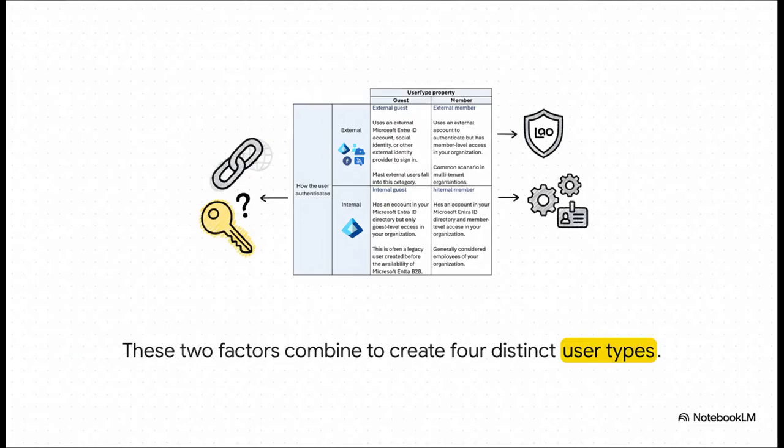And this is where it all clicks into place. Combining those 2 factors gives us 4 very distinct types of users. You've got your standard employee, that's an internal member, and you've got the common external guest, like a contractor. But check out the other 2, because this is cool. You can also have an external member, say someone from a partner company who needs deep access, and you can even have an internal guest, which is a special case. It's an account you control, but with limited guest-level permissions.